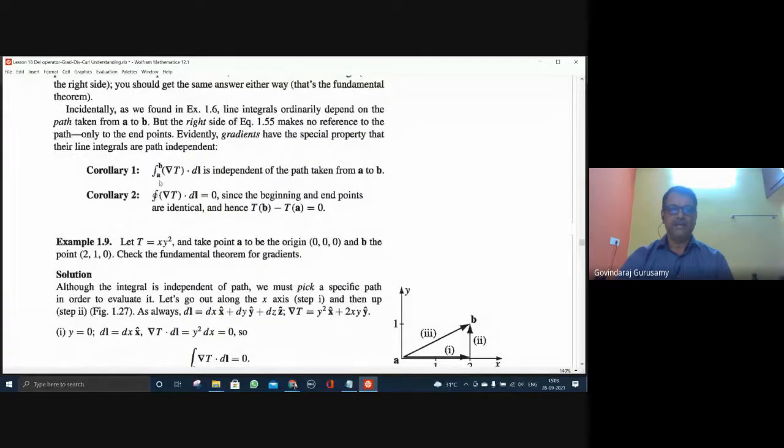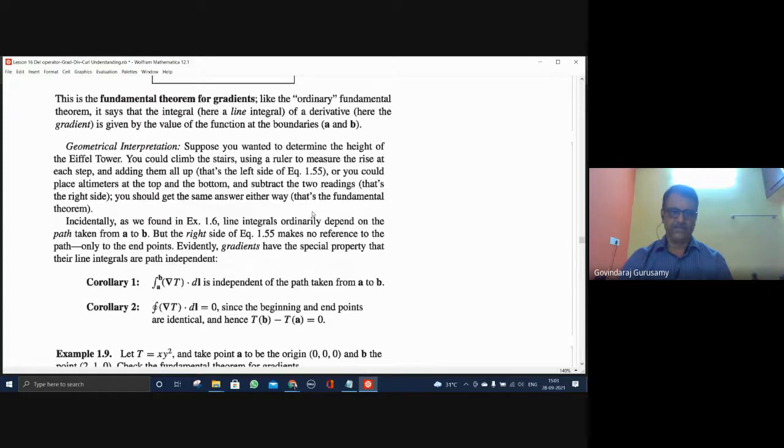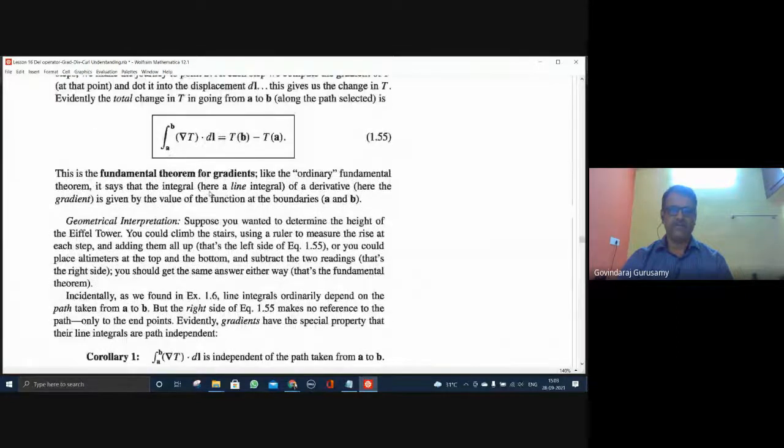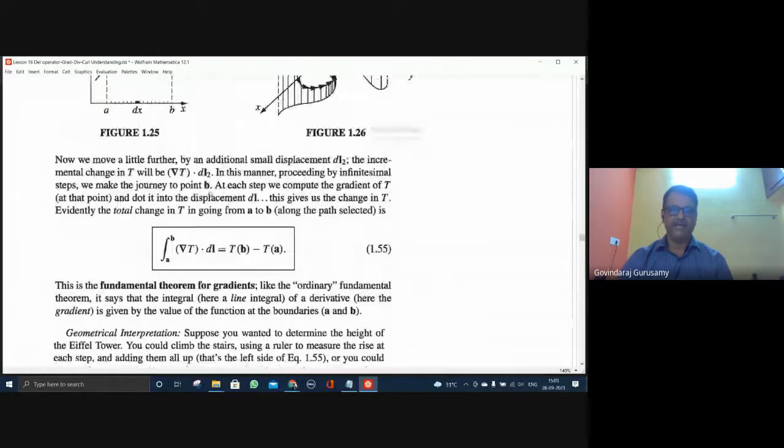So here, the integral from A to B of del T is independent of the path taken from A to B. This is another corollary: the closed loop integral of del T dot dl equals 0. Since the beginning and end points are identical, this goes to 0. This is a property of the fundamental theorem of gradients.